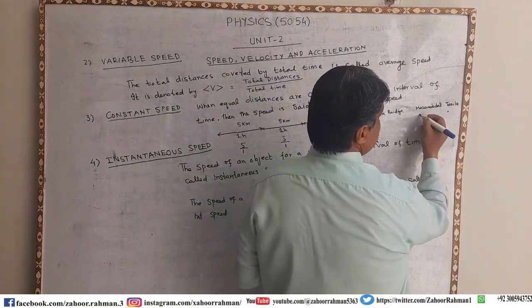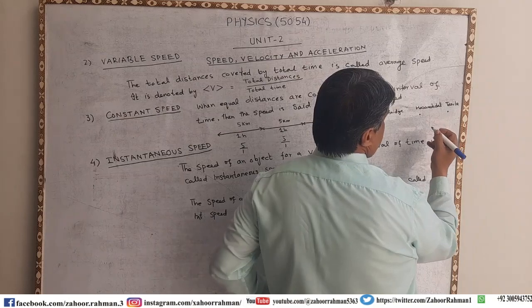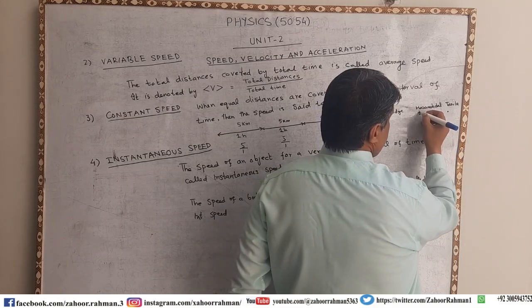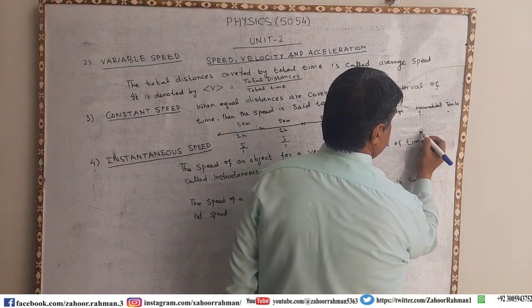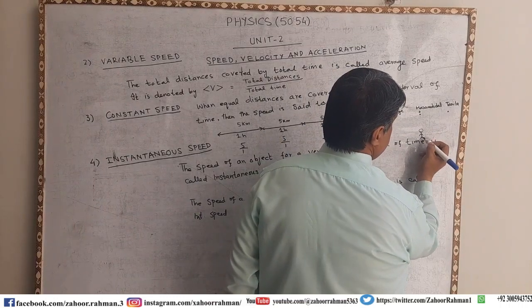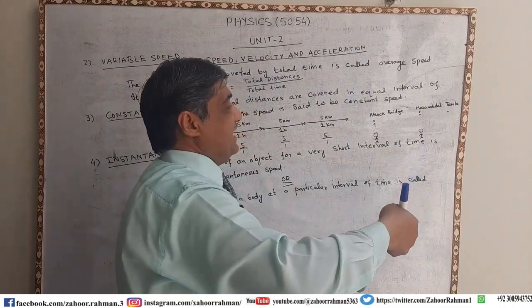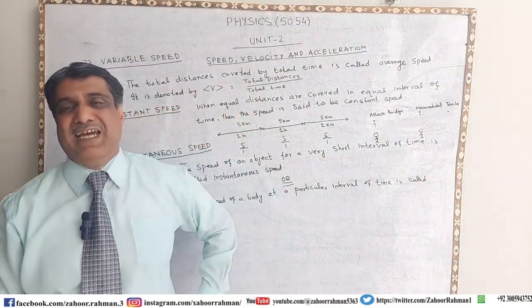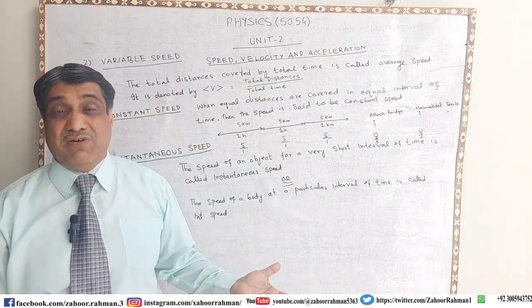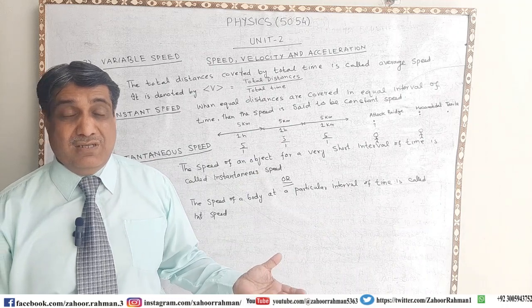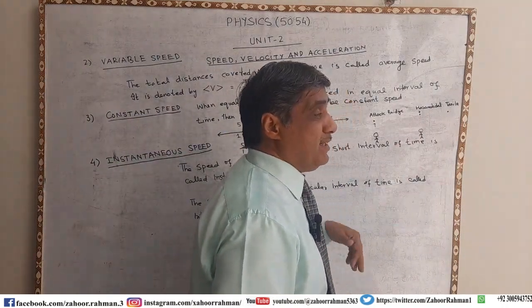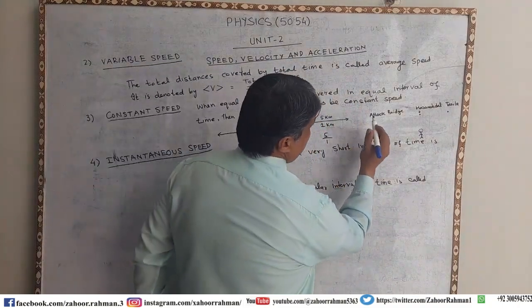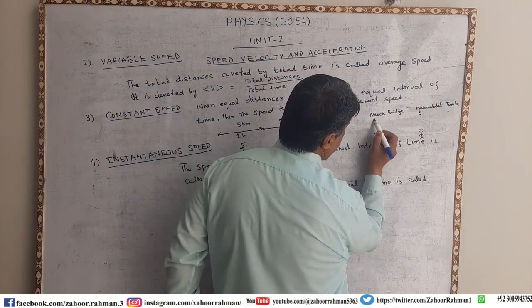And here another police officer is recording the time, and when he presses at a particular instant of time, then they are saying that now 70 kilometer per hour. So the speed of a body at a particular instant, and that is a very short interval of time.